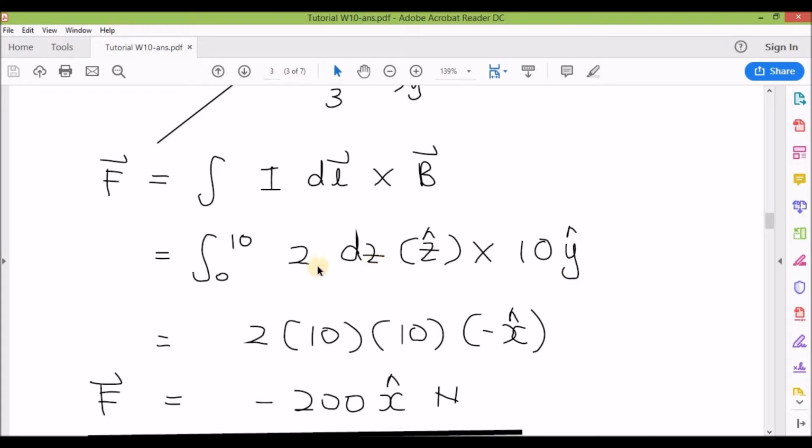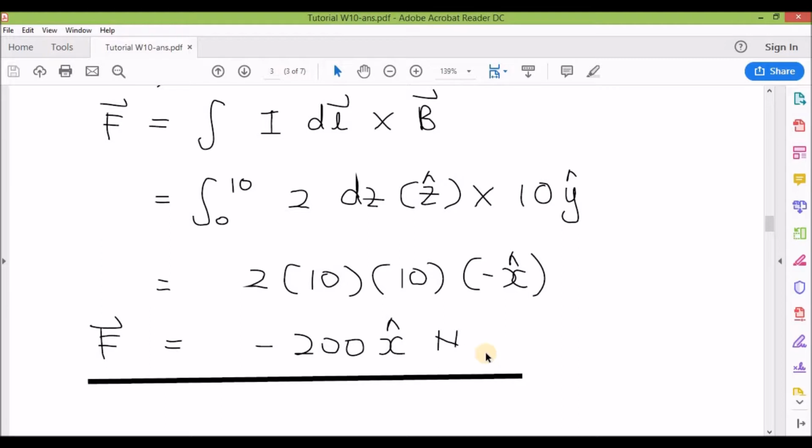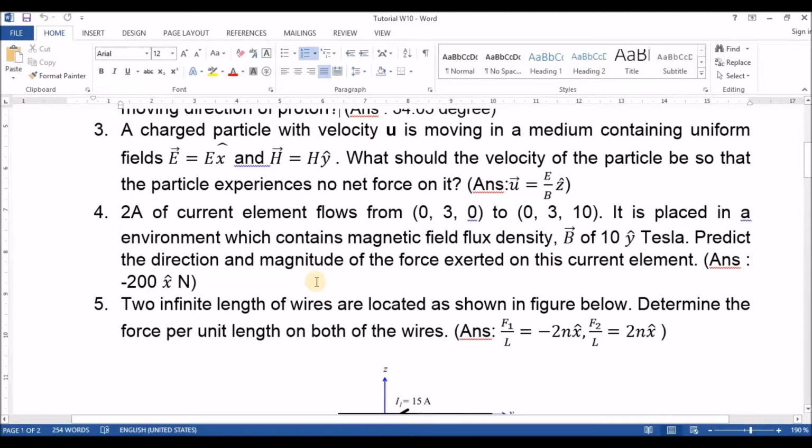Okay, so you just perform the integration as usual and cross product z with the y, you will get negative x. So this one will be the force experienced by the current filament. Okay, so this is question 4.